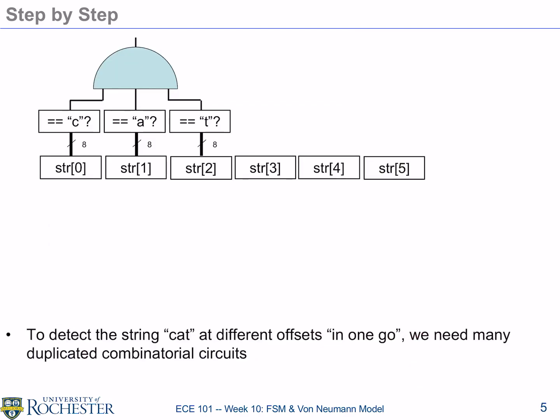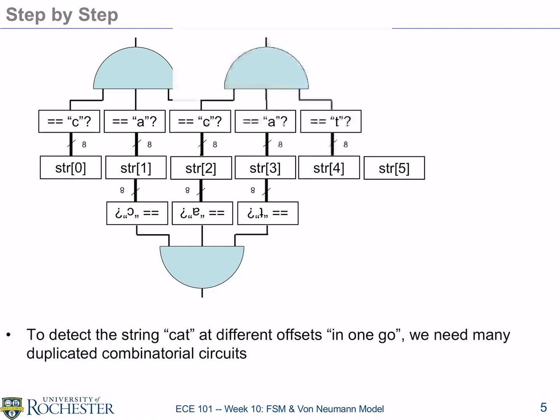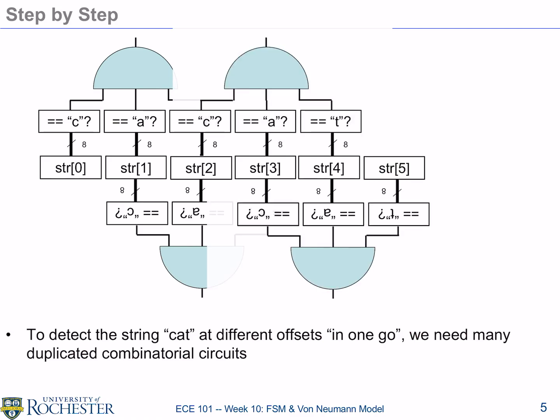And if you want to detect cat, then you have to detect C, A, and T simultaneously, but that's only if the word appears at the beginning of the string. So what if it's offset by 1 character? Now you have to have this. What if it's offset by 2 characters? So the idea is that if you try to detect in your input expanded in space a particular pattern, the logic is going to be very, very complex.